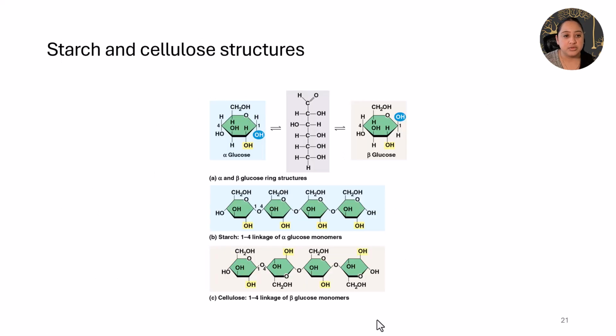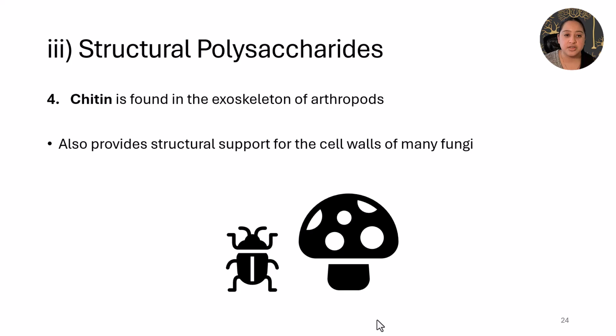Oh, and then, I should fix this number. So another example of a structural polysaccharide, the second example, I gotta fix this, is called chitin. It does look like it would be pronounced chitin, but I guess it's called chitin.